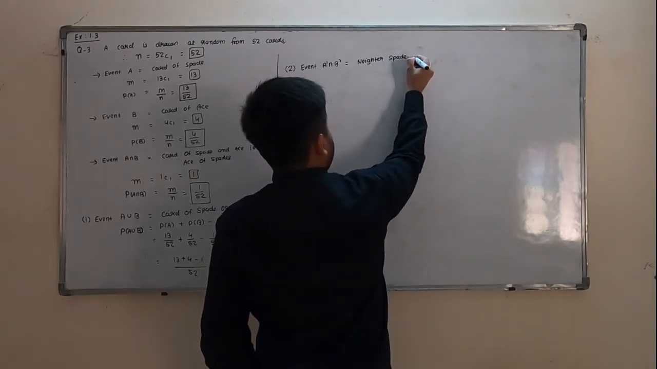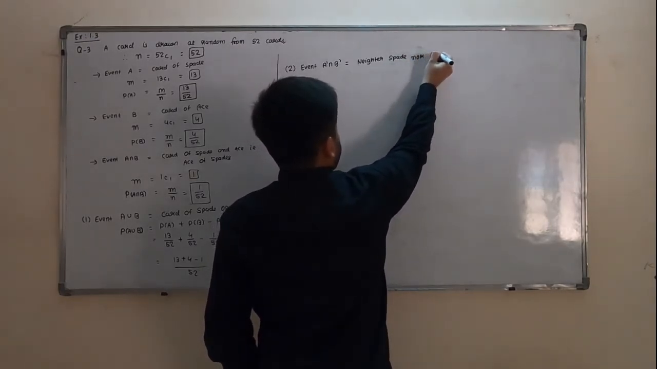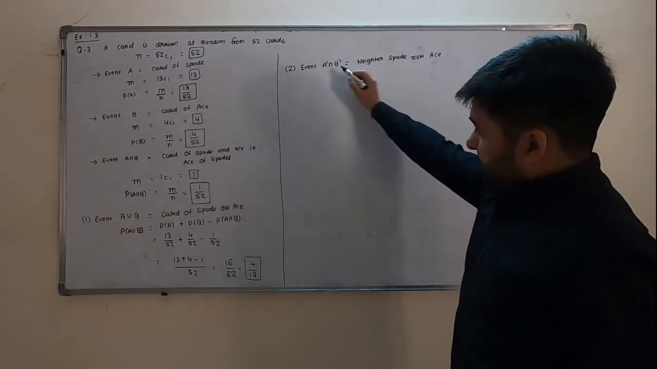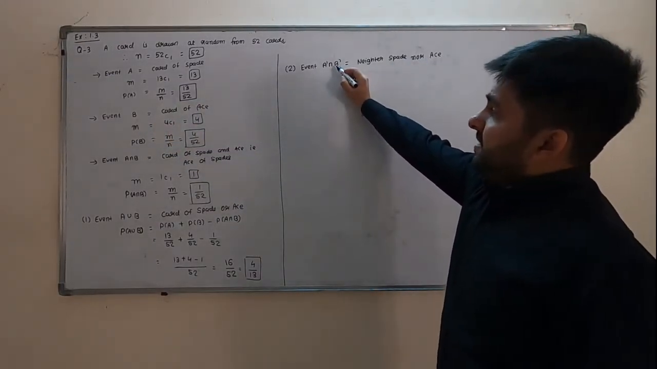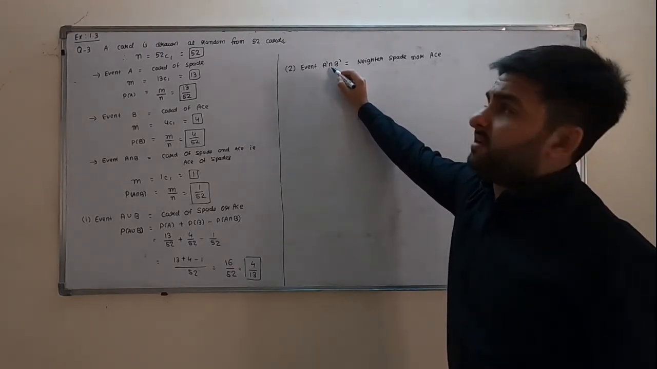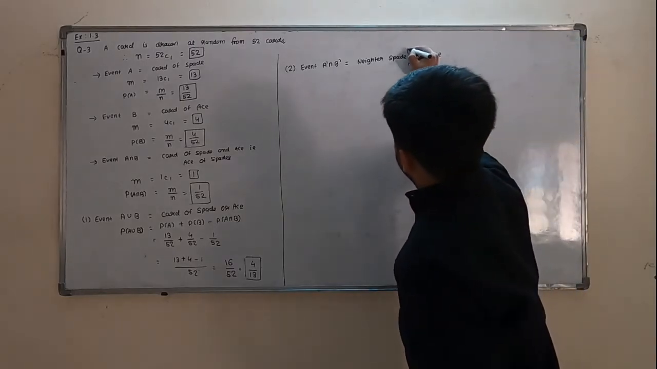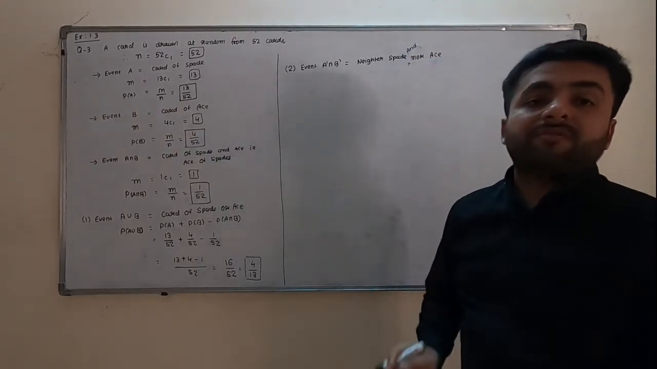And what they are writing: nor ace. If it is an ace card, it is B. Nor ace means B complement. And why intersection only? Why not union? Because they are not specifying and or. So it would be in the meaning of and only.